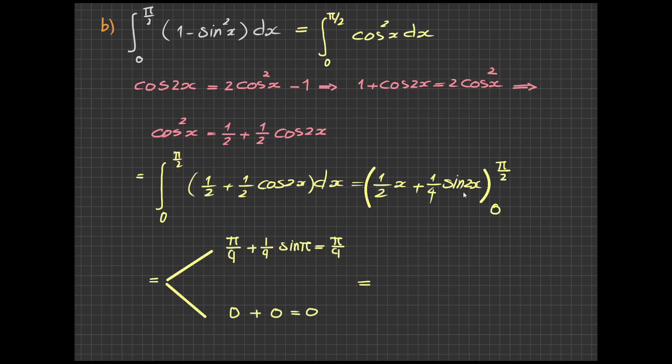And then I go back to the horizontal line. I write pi over 4 minus 0. So the answer should be pi over 4, if I haven't done something wrong. Yes.